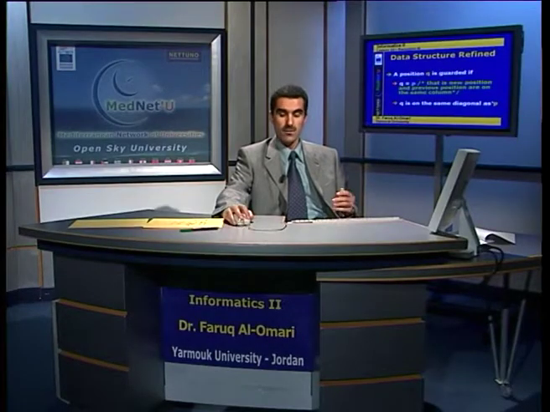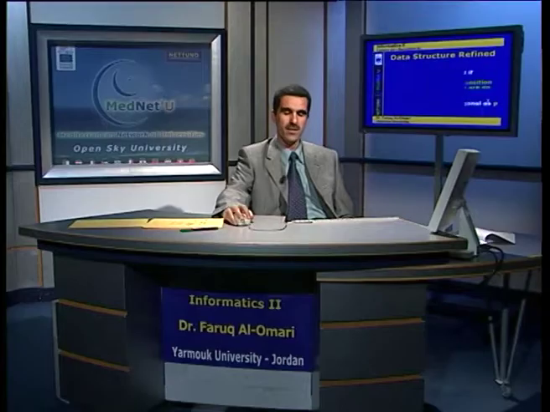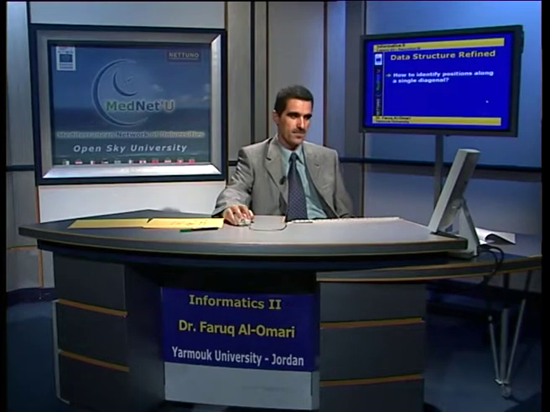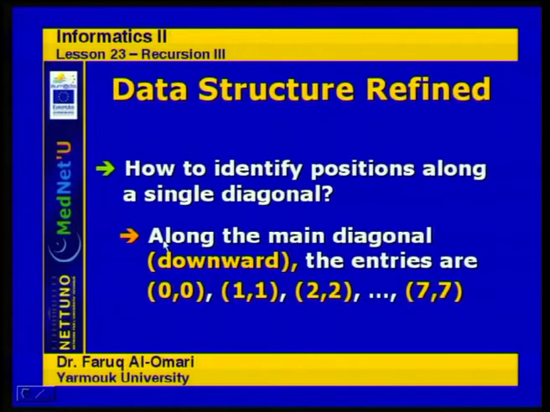All right? So if it happens that I already have a queen in here, and the new queen is going to go along this one, then definitely this position is guarded and I cannot have a queen on that place. How to identify positions along a single diagonal? Well, it depends. Along the main diagonal, downward, from here to here, positions are 0,0, 1,1, 2,2, 3,3, up to 7,7, right?